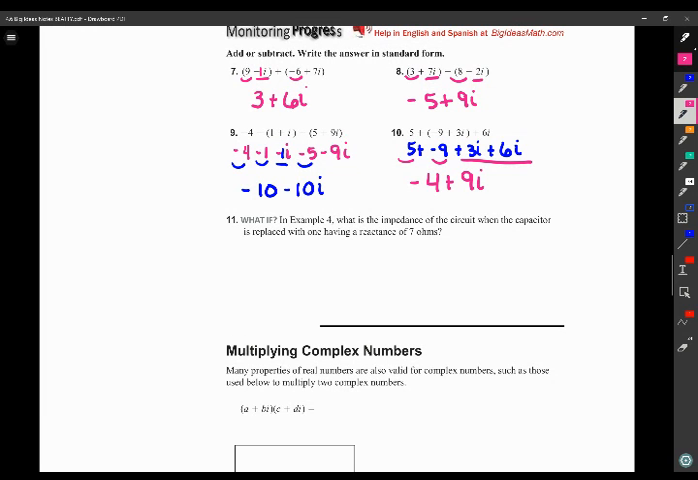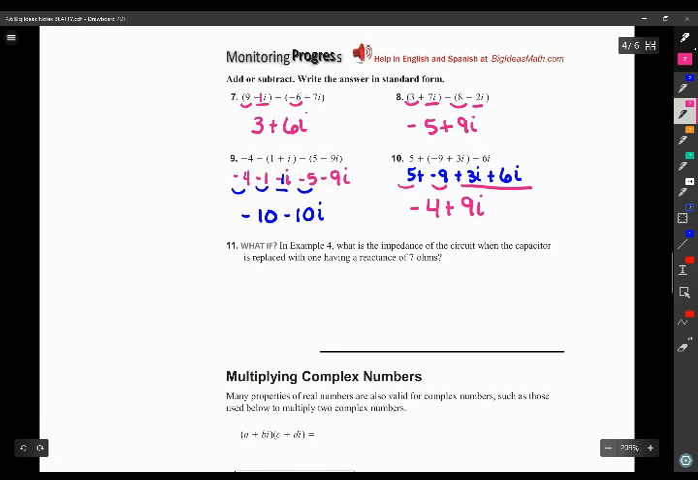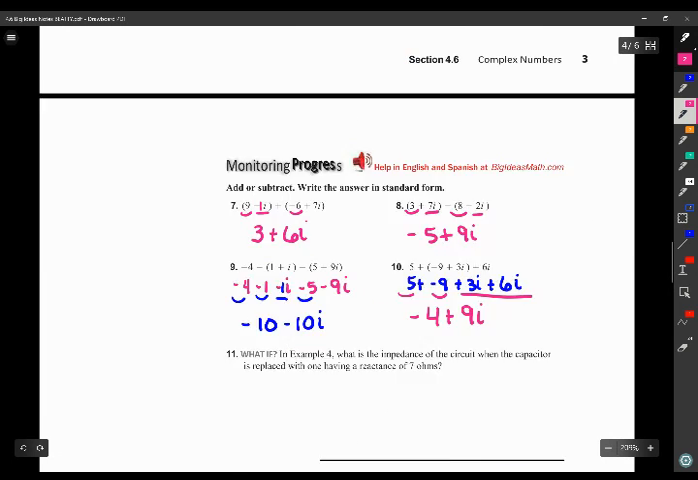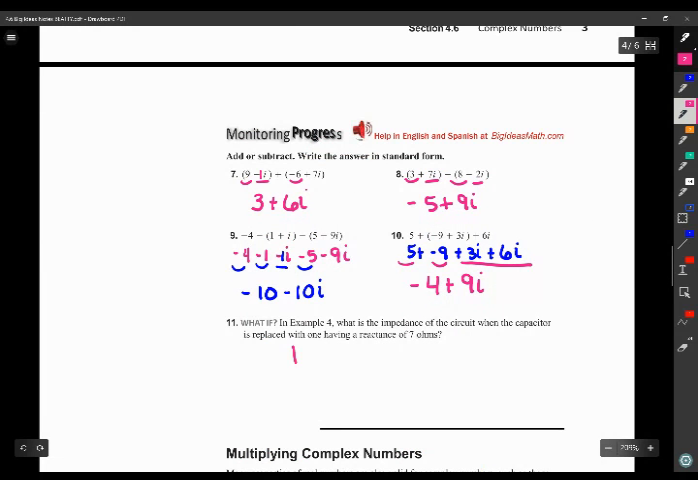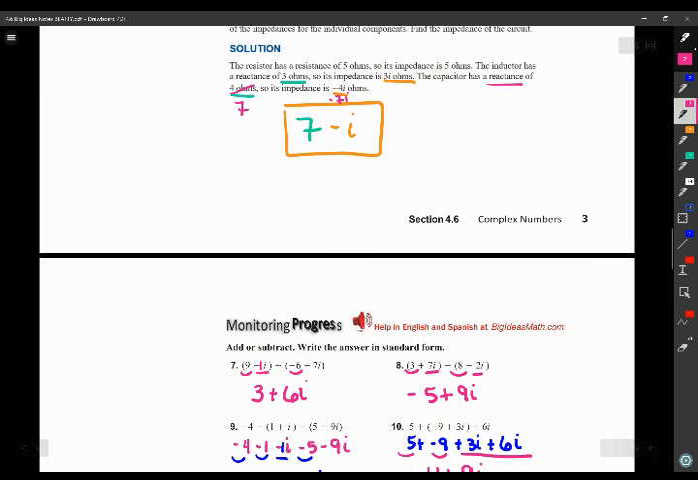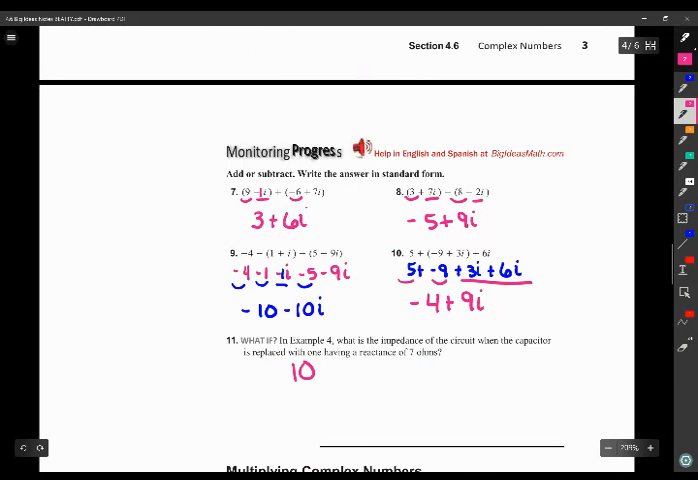As we look, that's going to be exactly the same as what we did up above. So we're just going to do 3 plus 7, which makes 10. And then you're going to do 3i and then minus or plus -7i, which is going to be -4i.